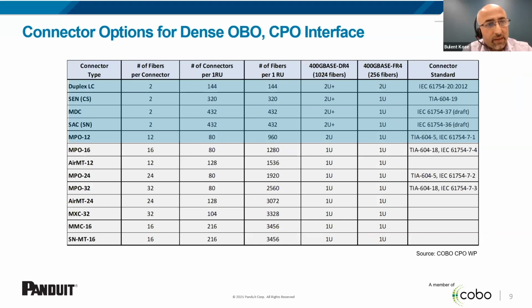So here I have a list of connectors, starting from LC and some duplex connectors, MPO 12 and 16, and these high-density connectors. I want to show, first of all, how many of these we can fit on a one RU unit, and how many fibers for the two applications, 400 gig DR4 and FR4: 1,024 for DR4 and 256 for FR4. And on the right, I also show which ones are not standardized.